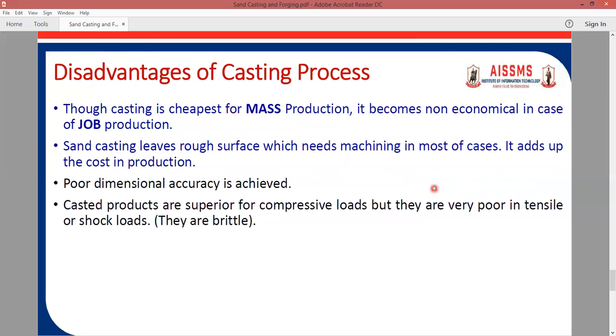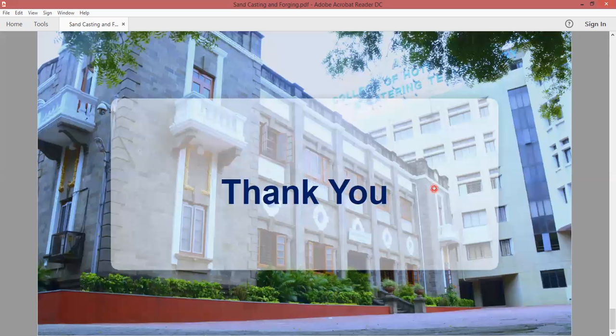What are the disadvantages? It is only suitable for mass production. It is not suitable for job production. Then poor dimensional accuracy is achieved. Why? Because you are pouring the molten metal into the cavity and that molten metal gets cooled, and by the cooling process the gases are liberated which generates pores, hence the casting becomes brittle. So these are some limitations.